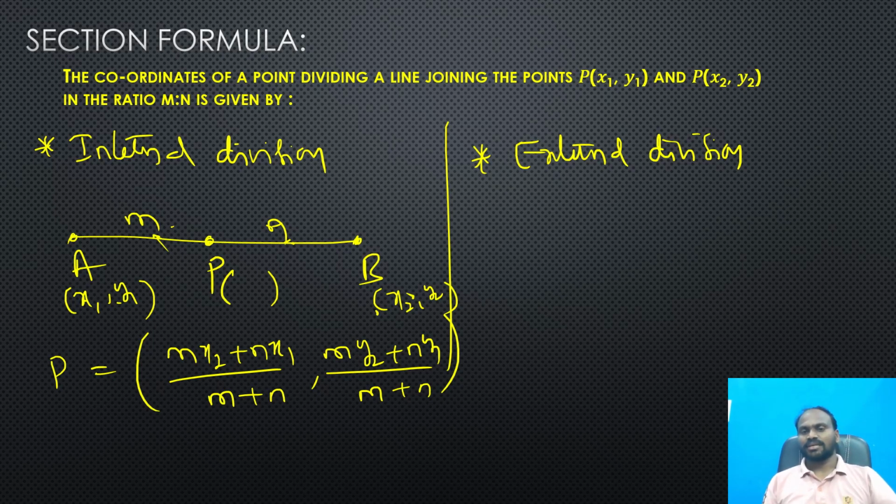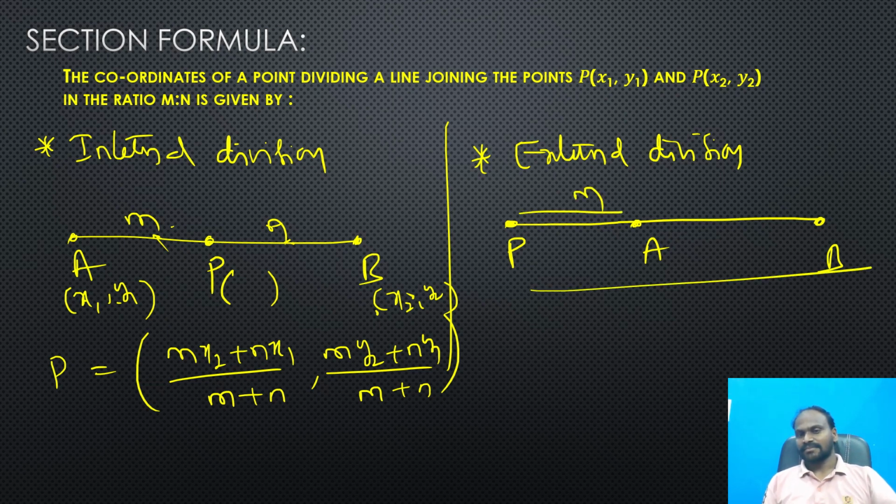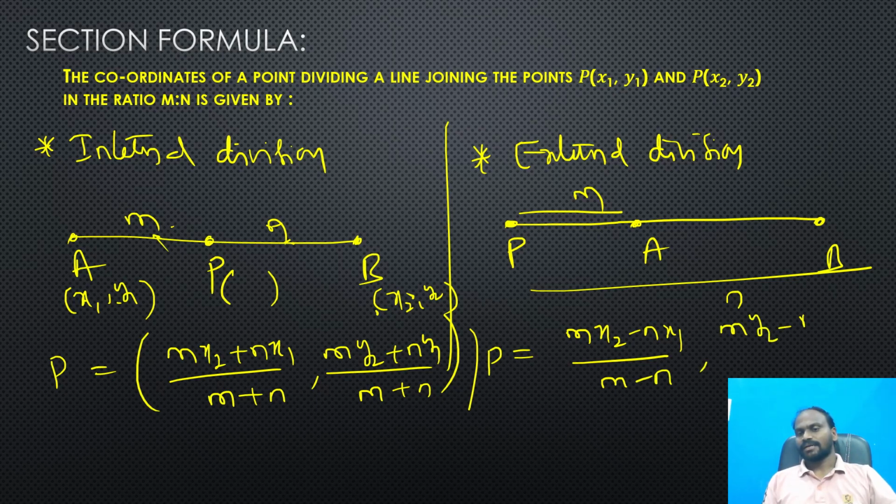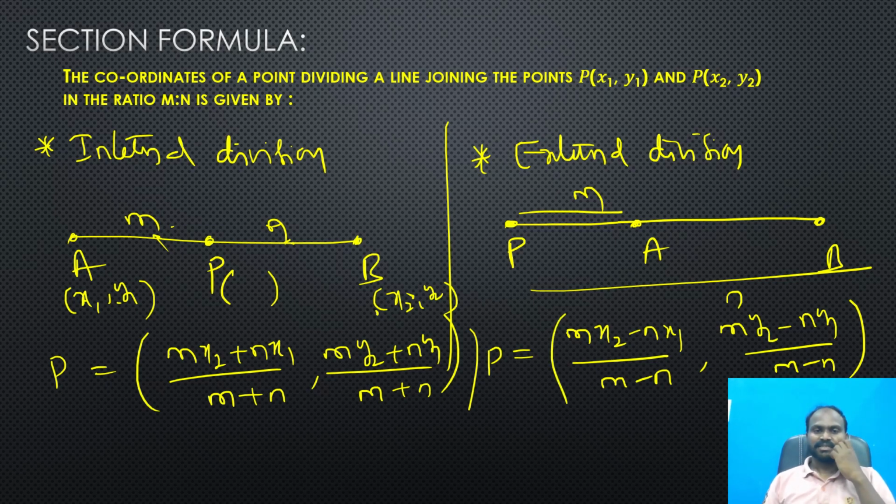And what about external division? That means P is dividing A and B externally, like this, m ratio, and here it is n ratio. Then the formula for P is the same thing, but in between we have minus: ((m x2 minus n x1) by (m minus n), (m y2 minus n y1) by (m minus n)). So this is the formula for external division now. Right, students?